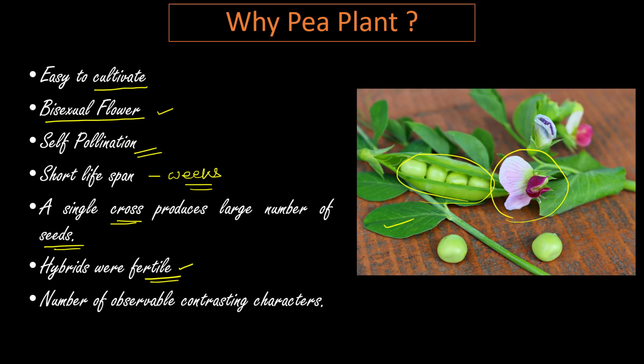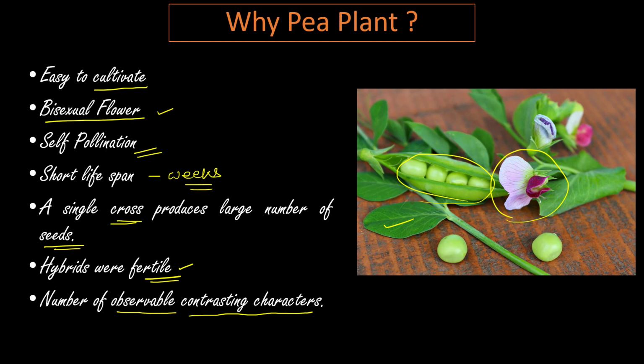And last but not least, there were a number of observable contrasting characters. These contrasting characters were one of the markers for Mendel to segregate and study what's going on, and to group them into different categories based on the traits. These traits must be easily observable. It should not be very difficult to make the observation. So it was the easily observable contrasting characters, again, that were a reason for his success in the study of the inheritance pattern of certain traits in the pea plant.